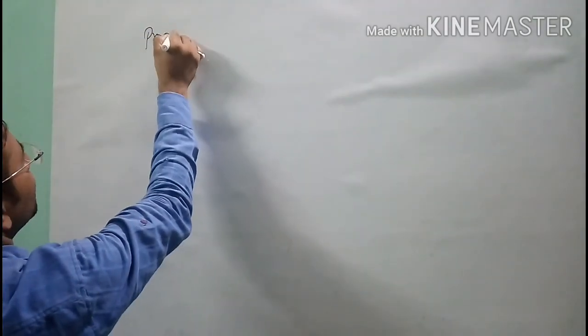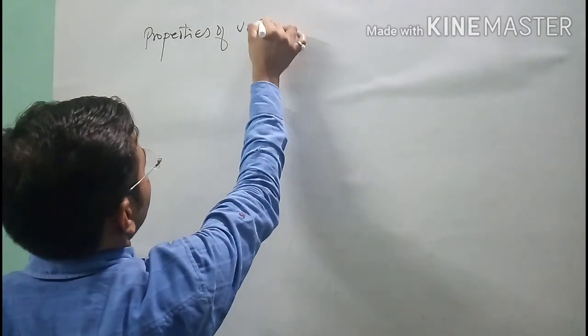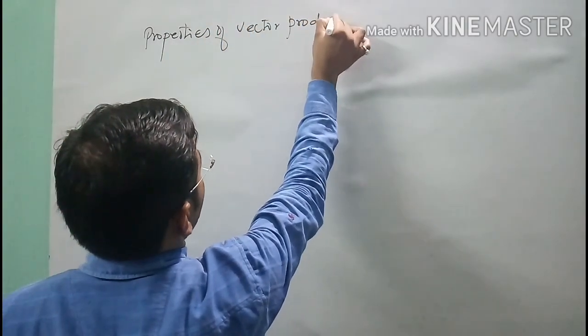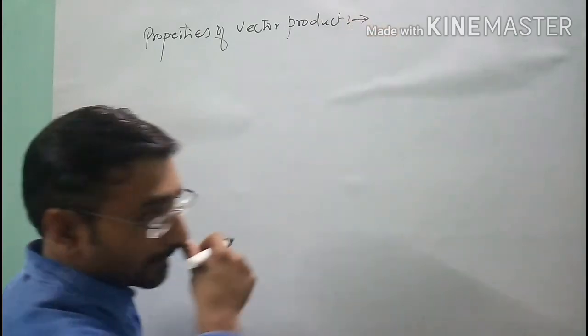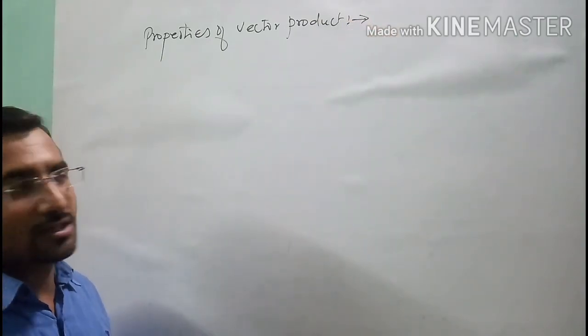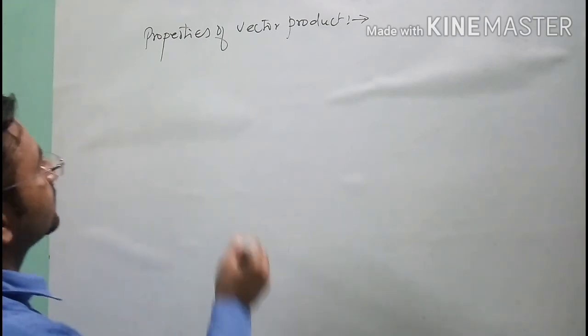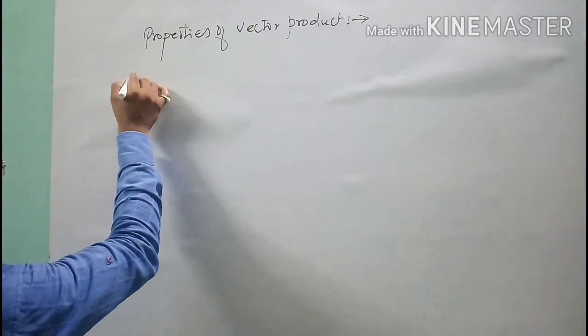So see here, student. Now we will discuss the properties of vector product. Here I am not taking many properties of the vector product. I am taking only some properties which are very helpful for your physics. So first is orthogonal.